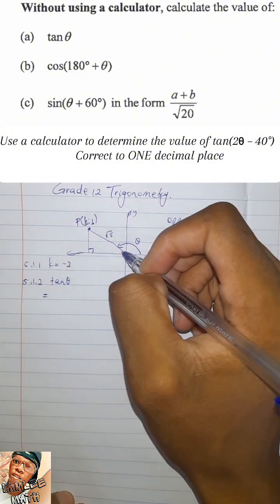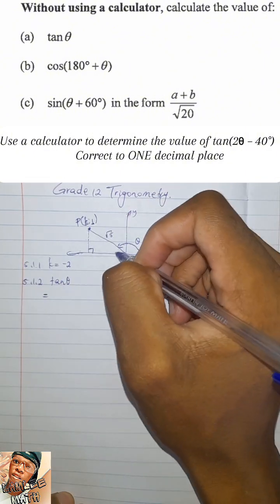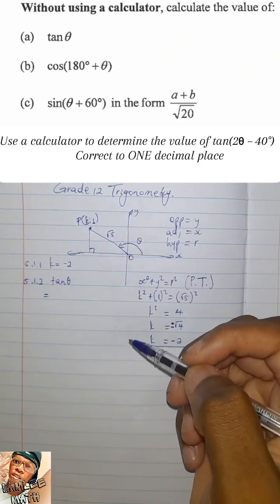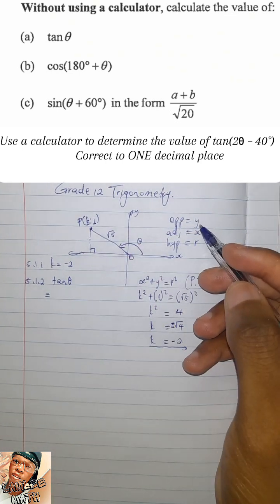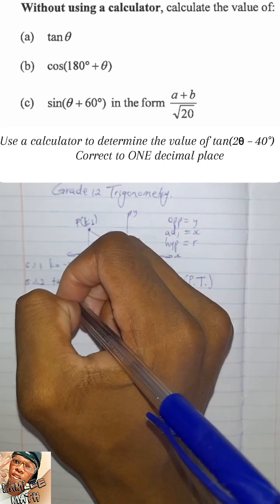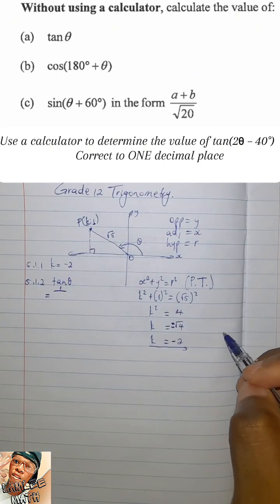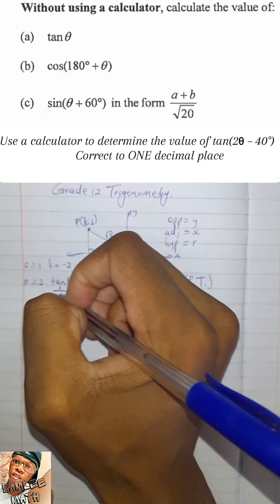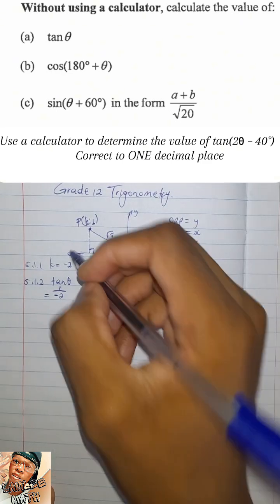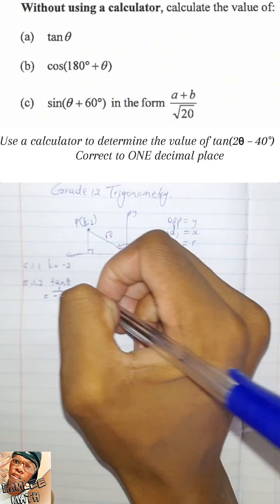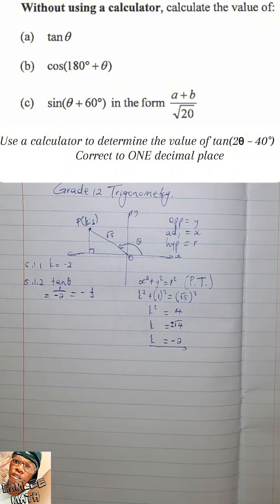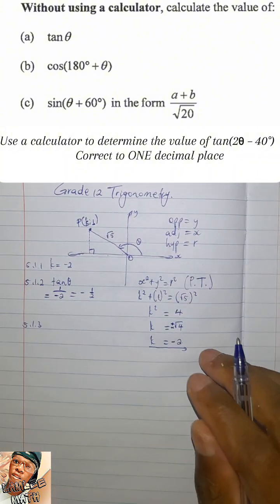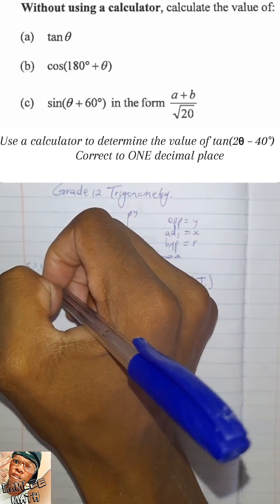So the angle is going to be opposite over adjacent. So that's y over x, right? So what is the x? What is the y value? Y value is 1. And then what is the x value? X value is the one that we just calculated. It is -2. So that means tan theta is equal to -1 over 2. Done. That was 5.1.2a.